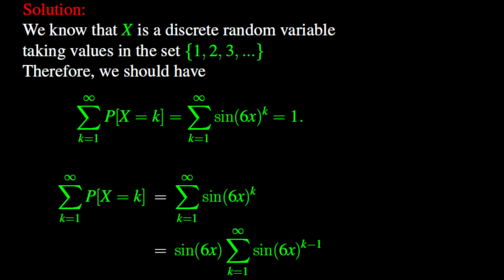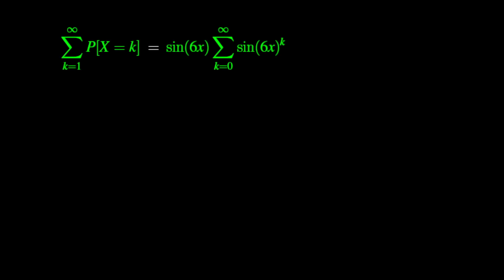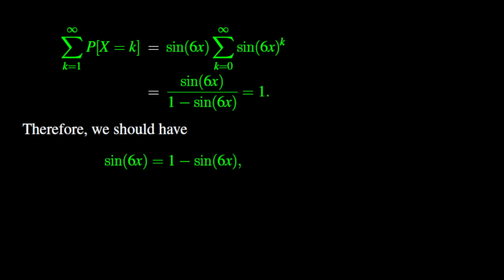As a result, we factor sin(6x) out and we see that the sum of probabilities is equal to sin(6x) times the summation of sin(6x) to the power k minus 1, for k going from 1 to infinity. We rearrange the indexes and see that the sum of all probabilities is now equal to sin(6x) times the summation of sin(6x) to the power k for k going from 0 to infinity. This is in fact a geometric series with ratio equal to sin(6x). As a result, the sum of all probabilities is then equal to the fraction sin(6x) over the quantity 1 minus sin(6x).